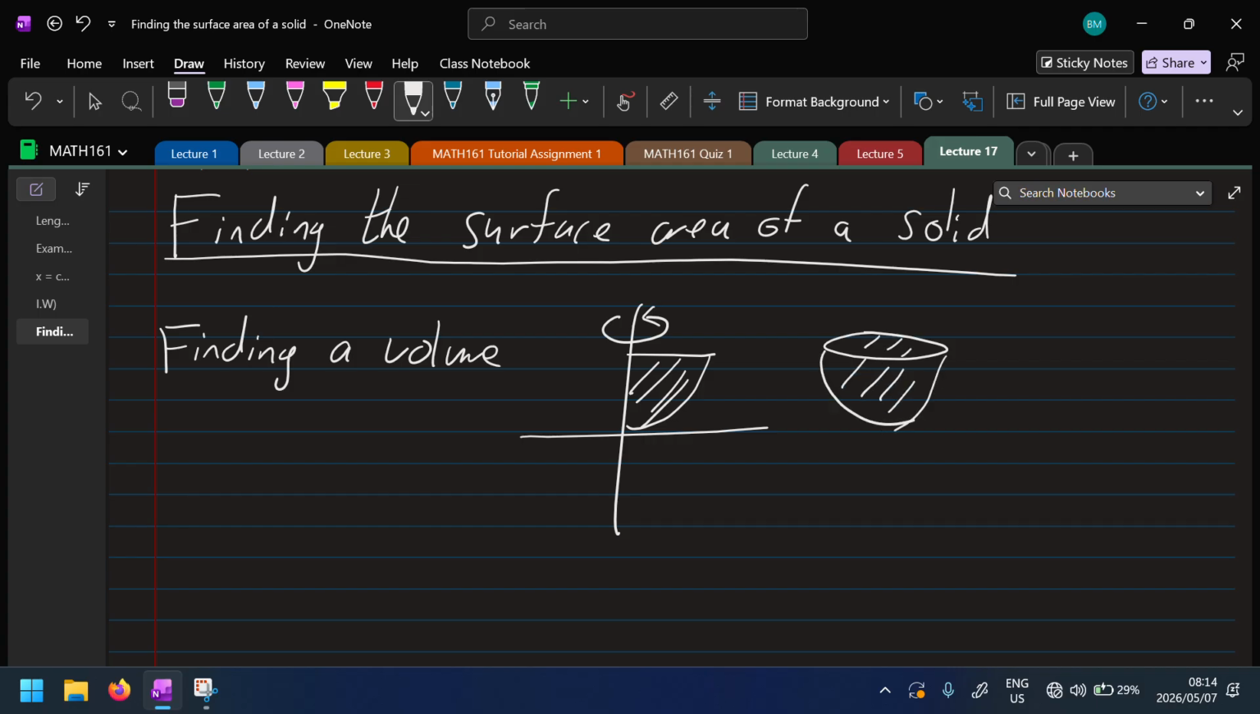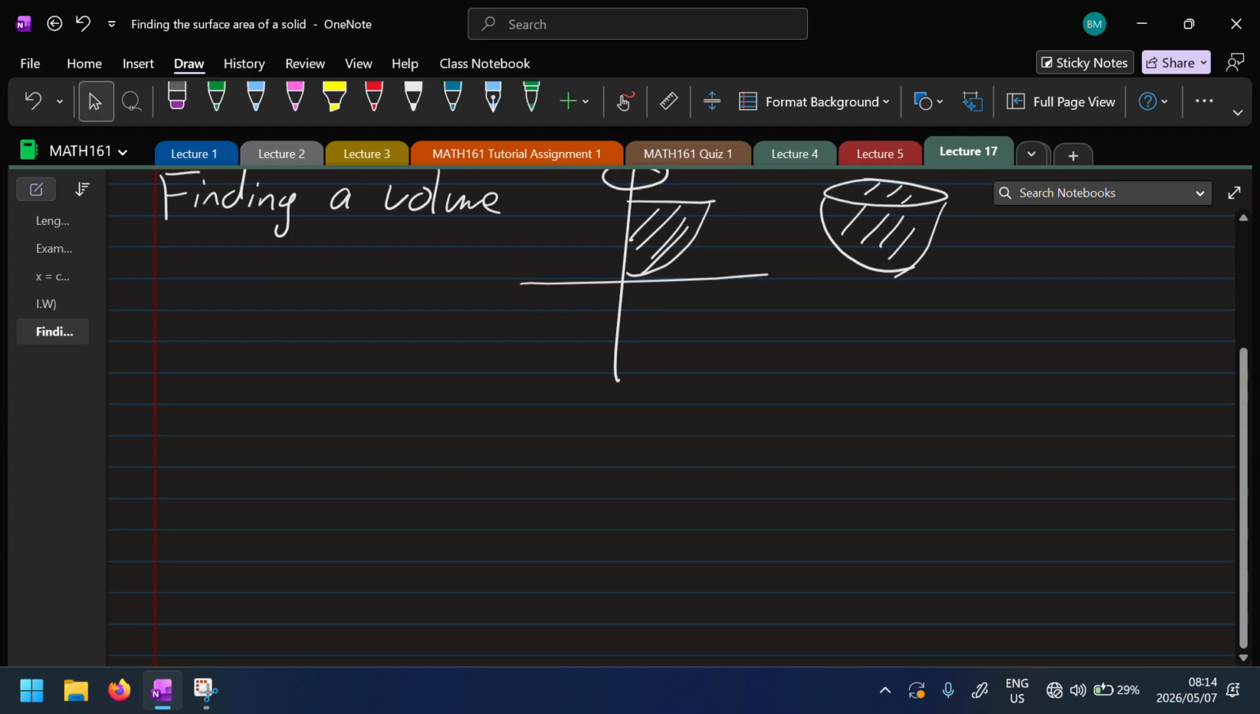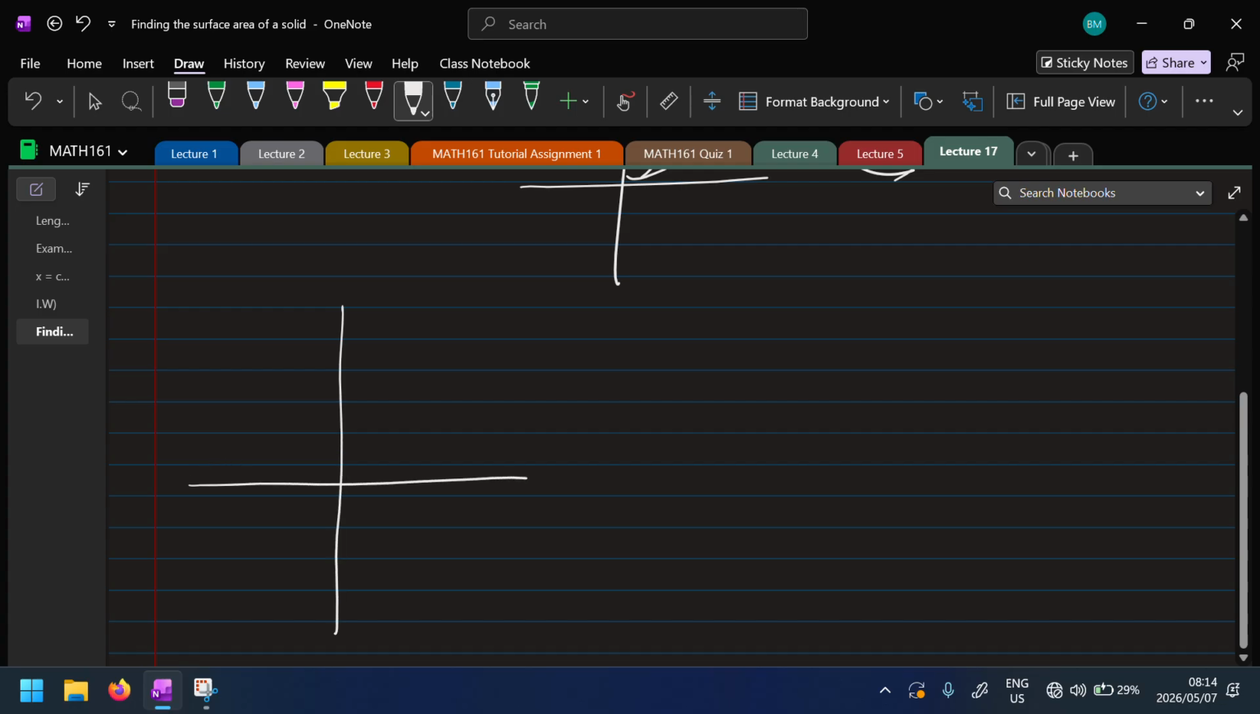So it was a filled-in region; we rotate around, we get a solid. We're going to do a similar thing now, but instead of rotating a region around an axis, we're going to rotate a curve around an axis. Let's say we have a curve like y equals x squared, for example. Now, this is not a region. We're not shading any area in. It's just this one-dimensional curve.